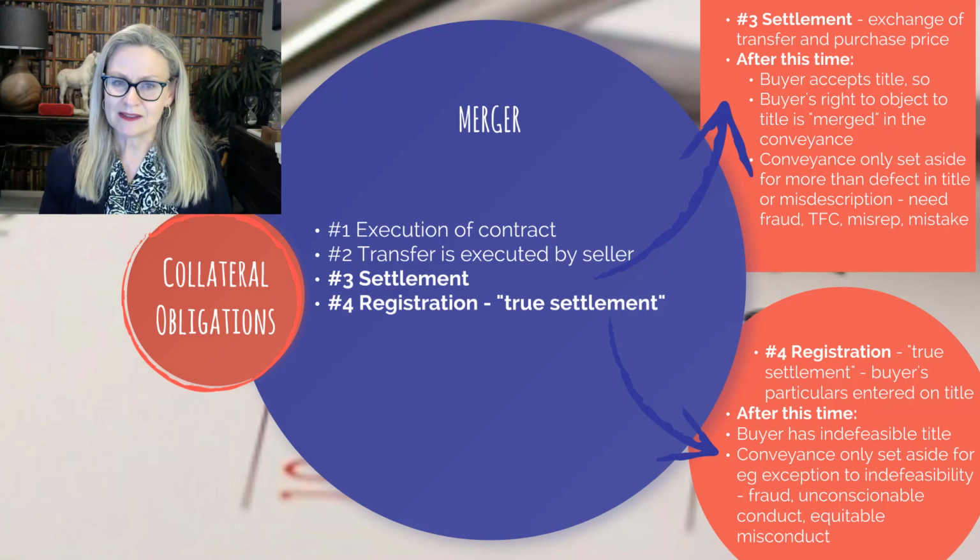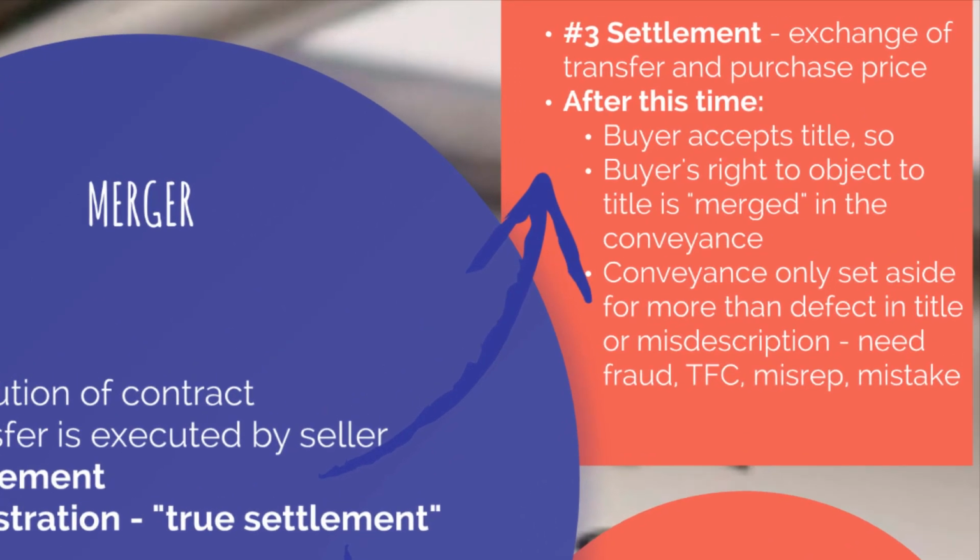And once you get to this stage, then the doctrine of merger will come into play, and there will be some very serious rights for the buyer that fall away after settlement. So step 3, you'll have a look at that top orange block there, settlement being the exchange of transfer and the purchase price. After that time, the buyer will be deemed to have accepted title.